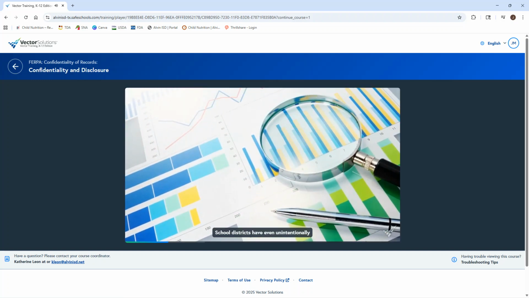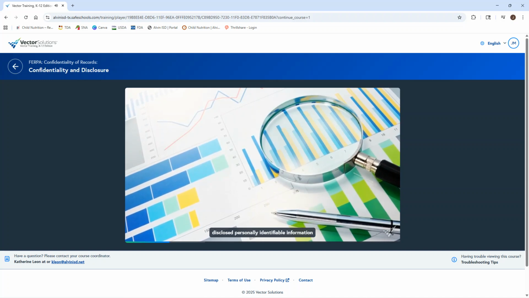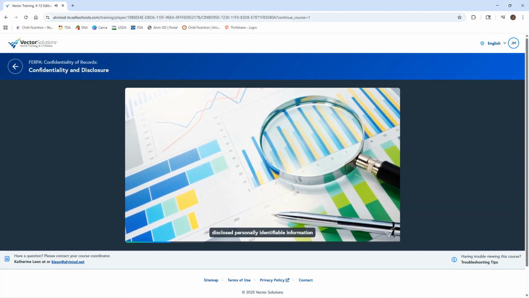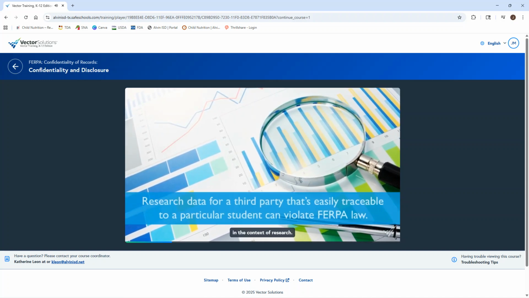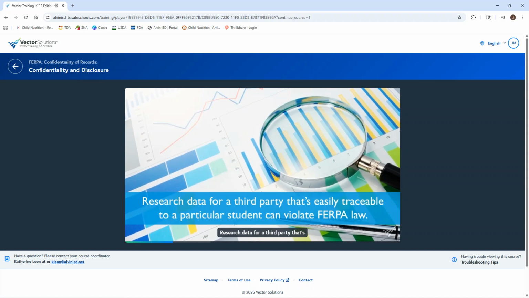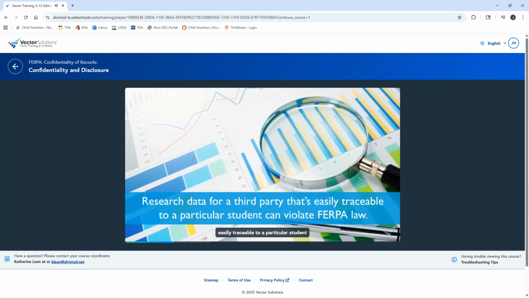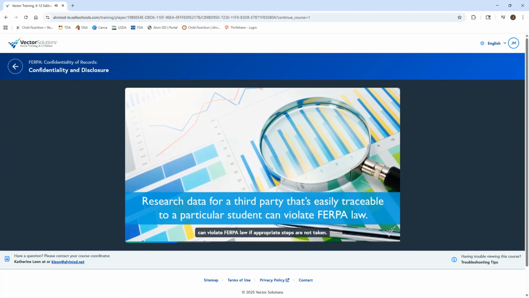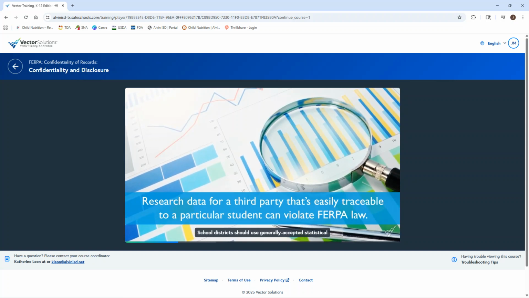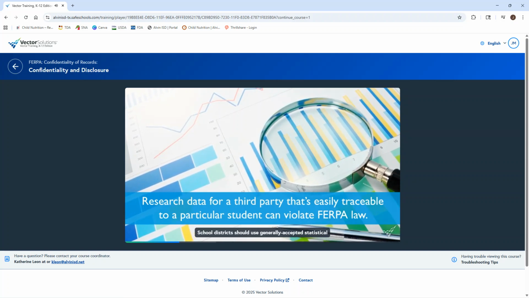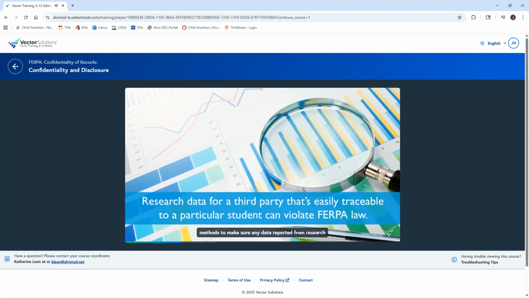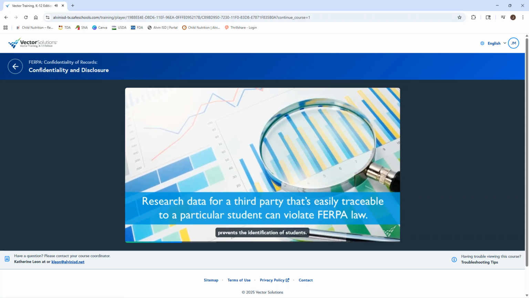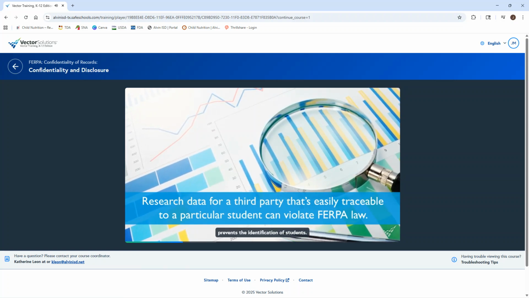School districts have even unintentionally disclosed personally identifiable information in the context of research. Research data for a third party that's easily traceable to a particular student can violate FERPA law if appropriate steps are not taken. School districts should use generally accepted statistical methods to make sure any data reported from research prevents the identification of students.